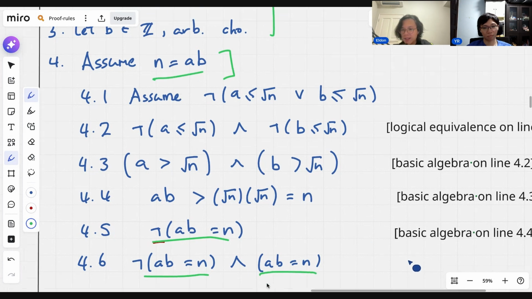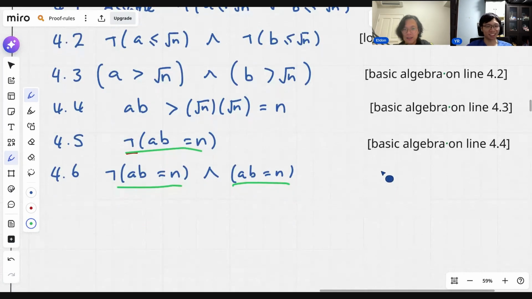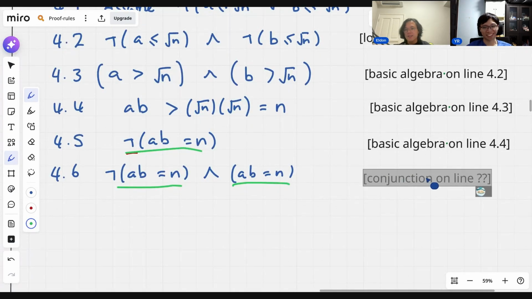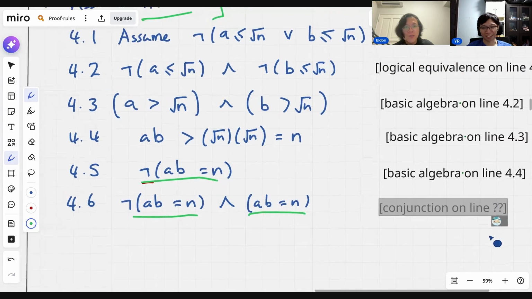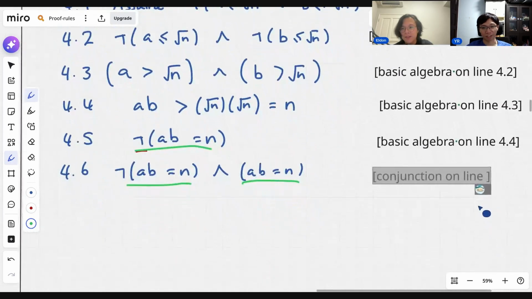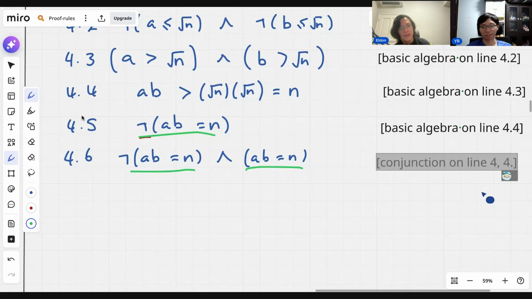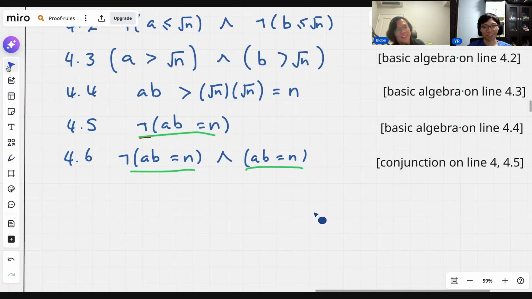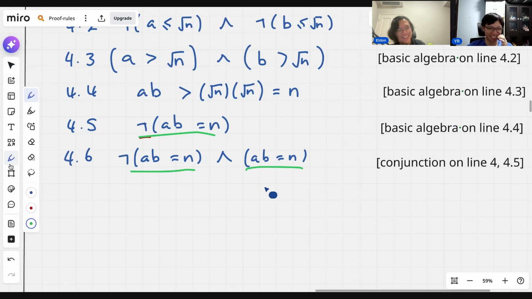So which rule are we using? You introduce a conjunction, so it's the conjunction rule, on lines 4.4 and 4.5. So we now are saying that, to be very precise, it is not the case that a times b equals n. And at the same time, we are also saying that a times b equals n.